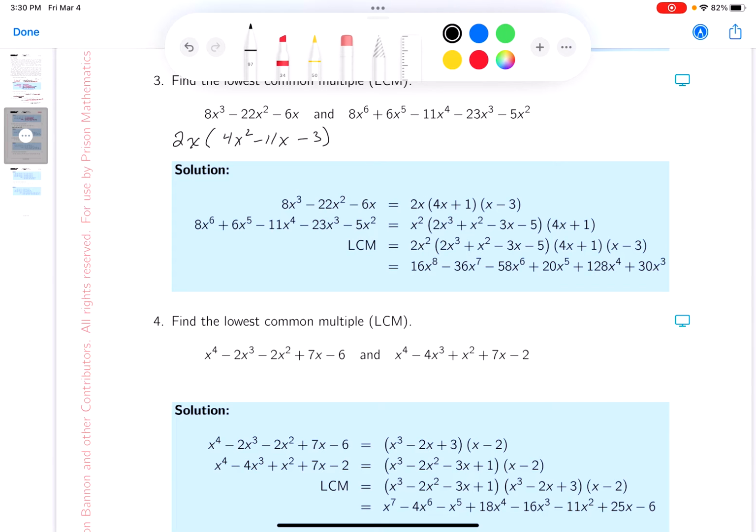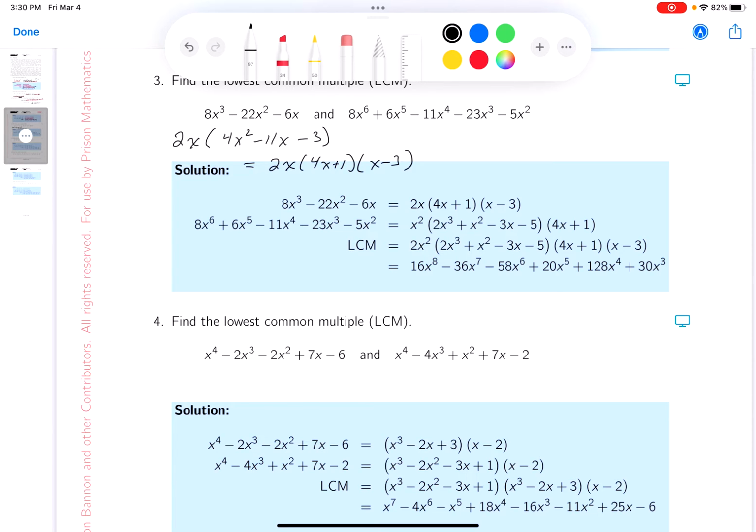And then I'm going to try to factor that. And what would that factor to? 2x, let's see what else you get. 4x plus 1 and x minus 3. It's easy to say something. Let's see if it's true.